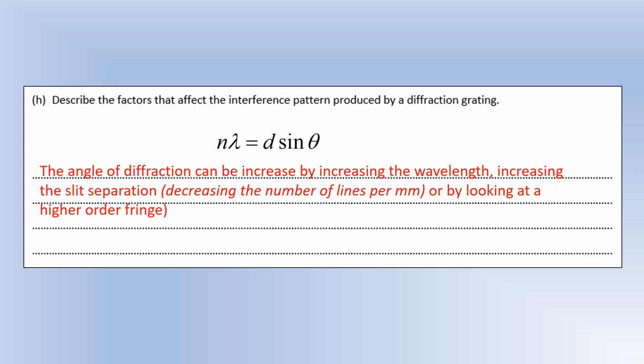So those are the factors we can use to affect the pattern, or we can just simply look at a higher order fringe. Again, that will give us bigger angles, which will make our measurements bigger, which would lower their percentage of uncertainty. So that would be a useful thing to do.